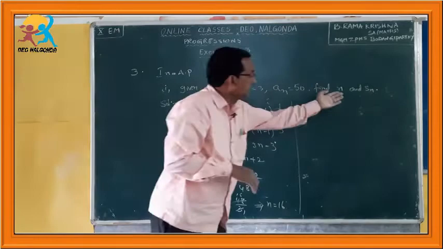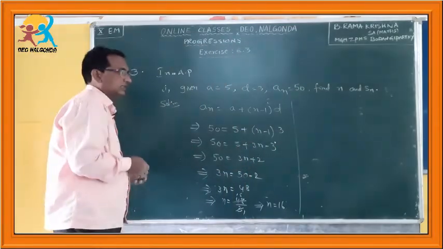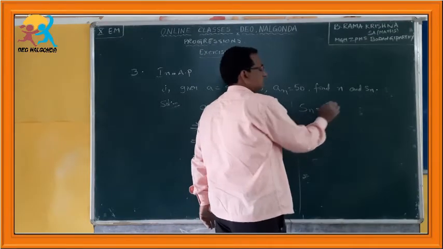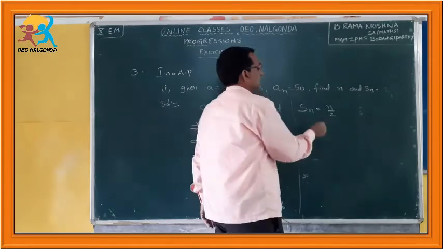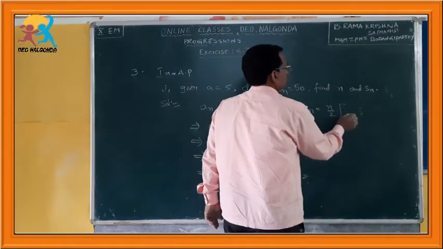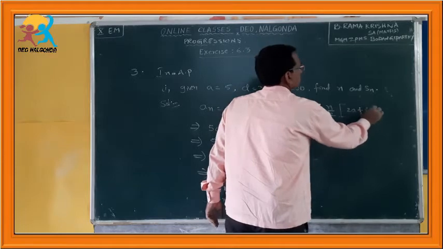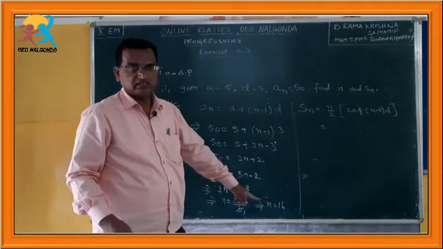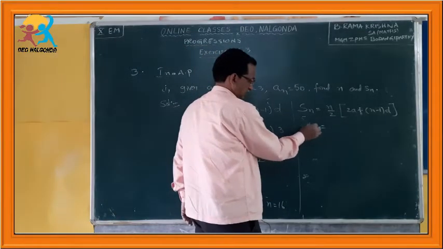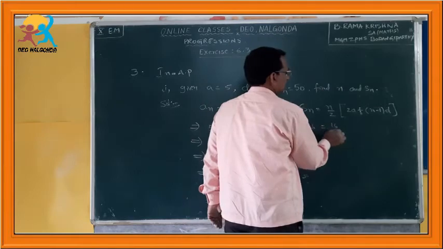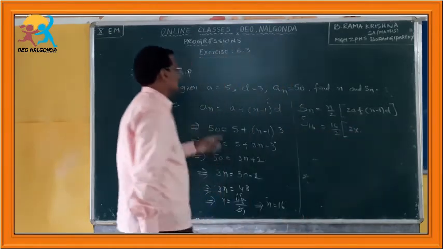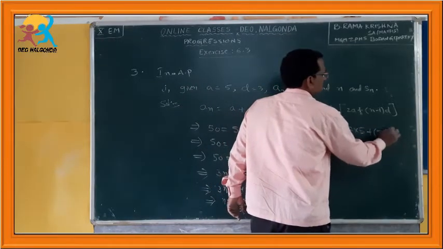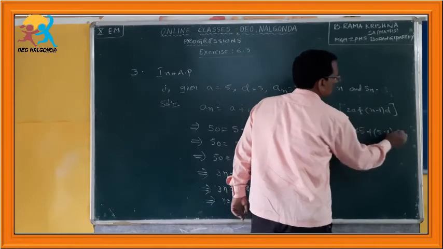Now after finding n, we can find Sn. Sn is the sum to n terms. We wrote a formula for this whenever you are asked. So Sn is equal to n by 2 into (2a plus (n minus 1) into d). Here n is equal to 16, therefore substitute 16 in the place of n: 16 by 2 into (2 into a, which is 5, plus (5 minus 1) into d, and you know d is given as 3).